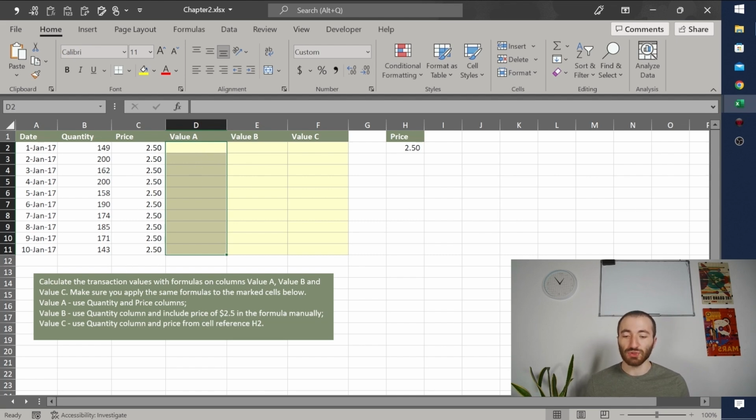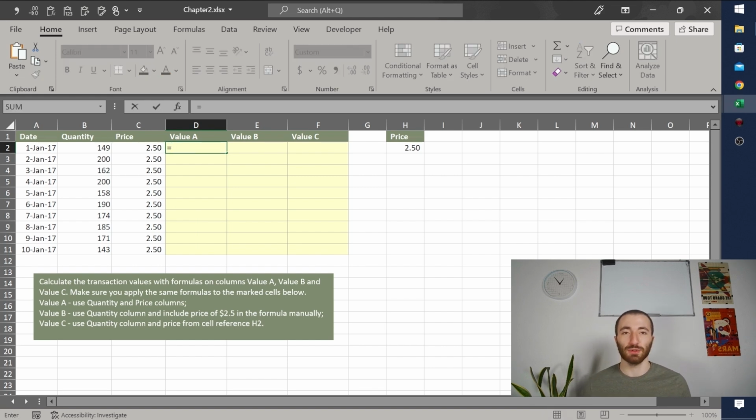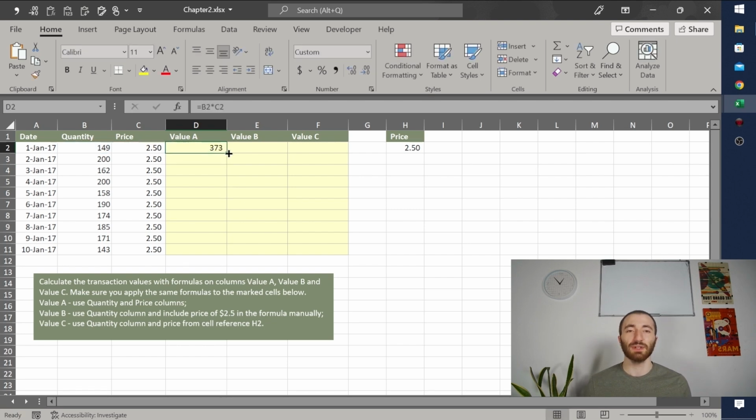Value A. Use quantity and price columns, yeah? So we should use column B and column C. Let's stand on cell D2 and start writing the formula. Let's write equals, and we need to multiply B2 by, put multiplication sign, C2. Well, that's it. Let's press enter, and let's fill down the formula. Double click on black plus sign, and that's it.